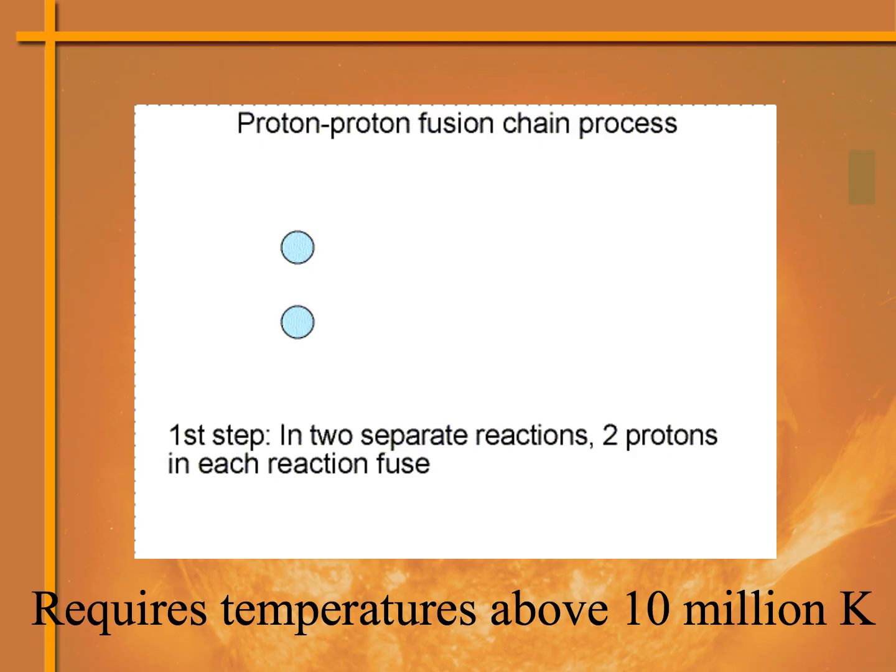2 sets of hydrogens combine to make 2 deuterium atoms. Deuterium is a special, heavier form of hydrogen. Then, the 2 deuterium atoms combine to make a helium, with 2 protons and 2 neutrons.